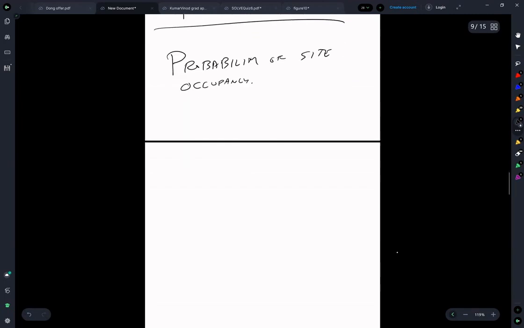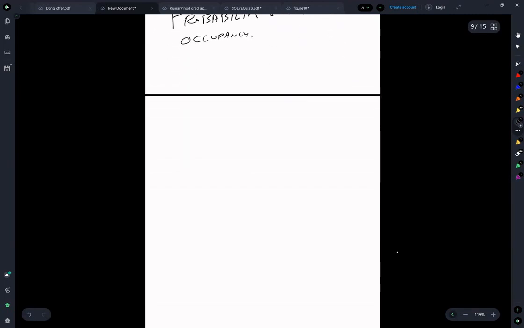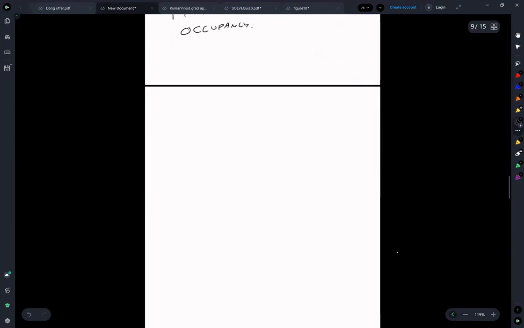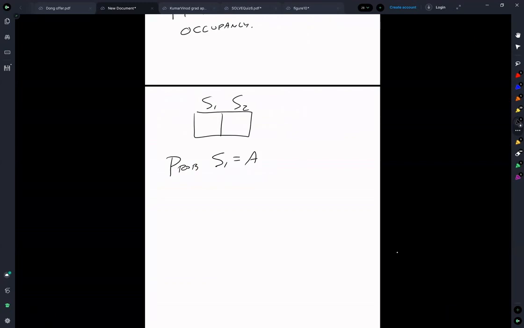Right? So let's say we've got our two neighboring sites, site S1 and site S2. What is the probability that site S1 contains an A atom? Well, that is just the mole fraction of A, because that tells us the fraction of sites that are occupied with A.